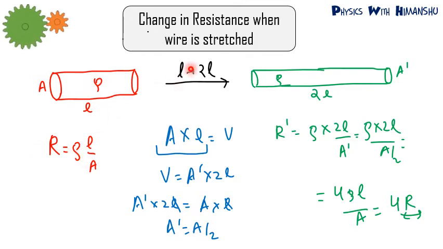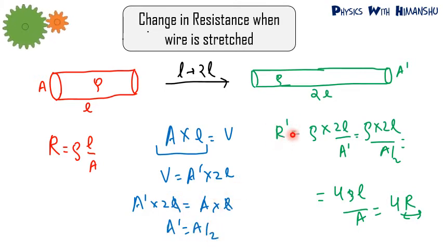Suppose I increase the length from L to 2L. So definitely if we increase the length, then the area will decrease. So you have to now use volume conservation. Previously volume was area into length. Finally the length is 2L and suppose area is A dash. Equalizing both the volumes, we have A into L equal to A dash into 2L. L and L will cancel out and A dash will be A by 2.